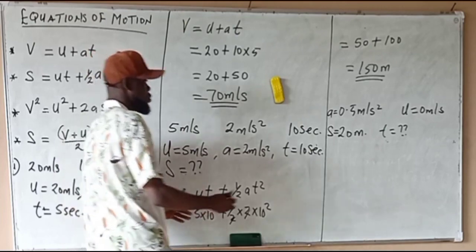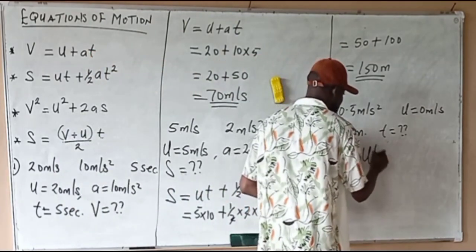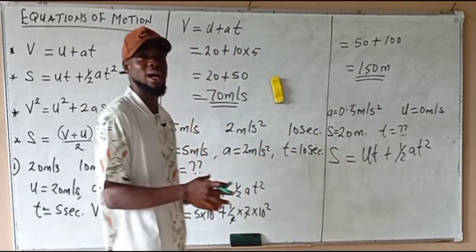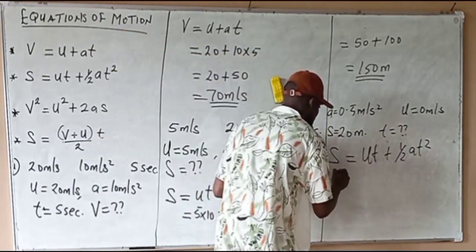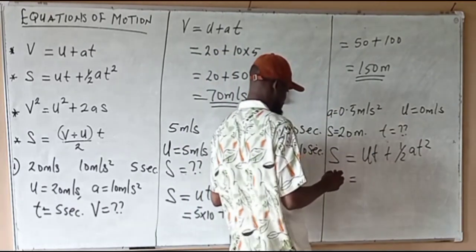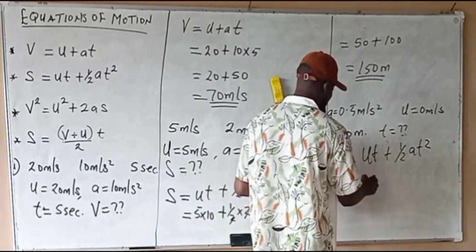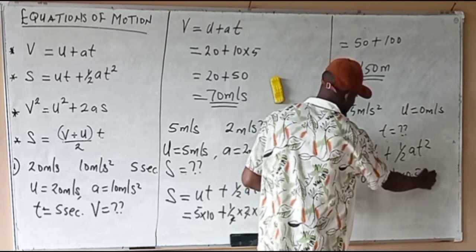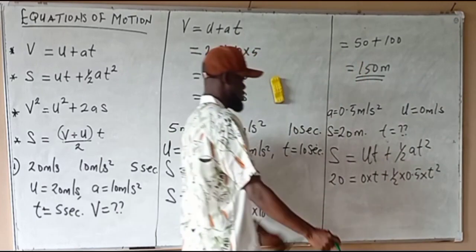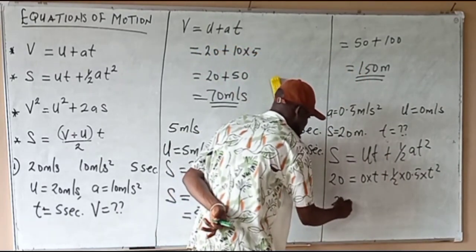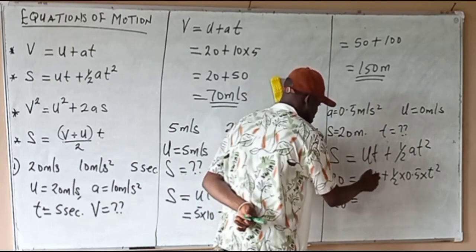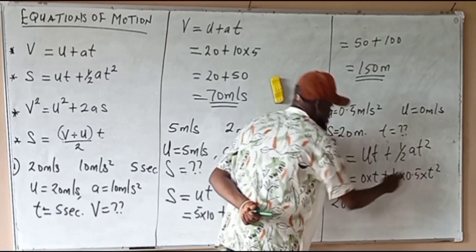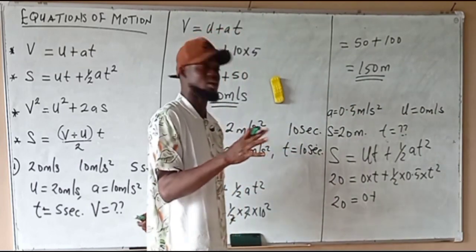This equation will still work, which is s is equal to ut plus half at squared. Now what are we looking for? We're looking for our t here. Now let's include the values. We have 20 is equal to 0 times t plus half times 0.5 times t squared. This one will be 0, so 0 plus half times 0.5.